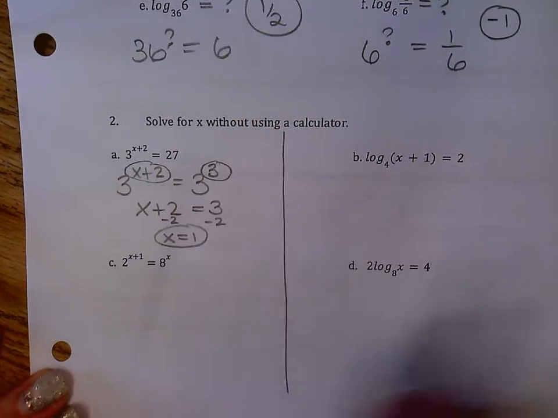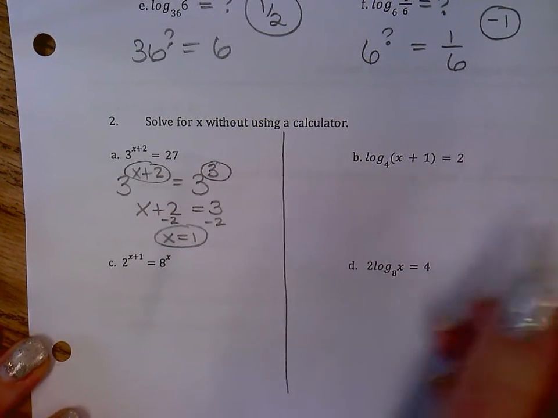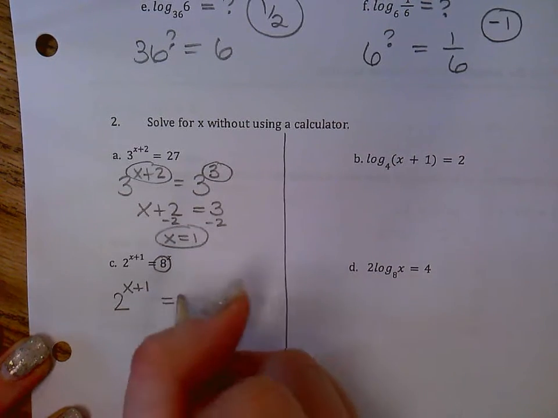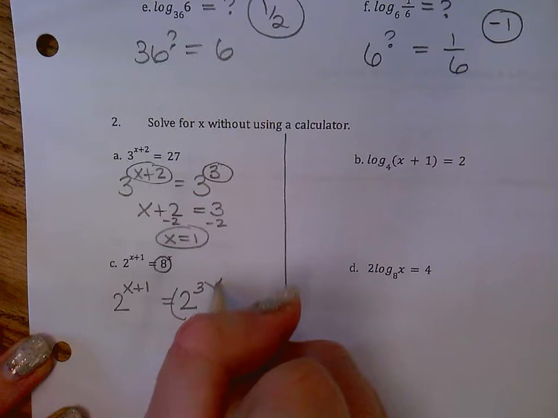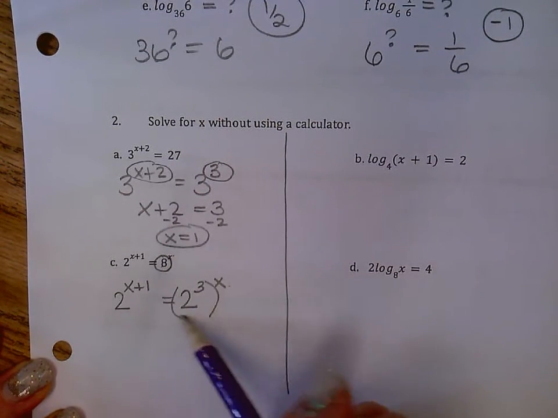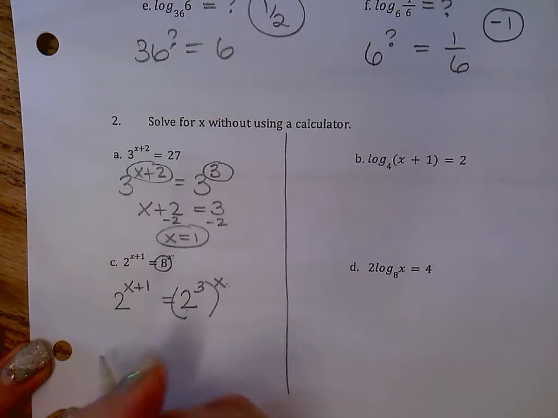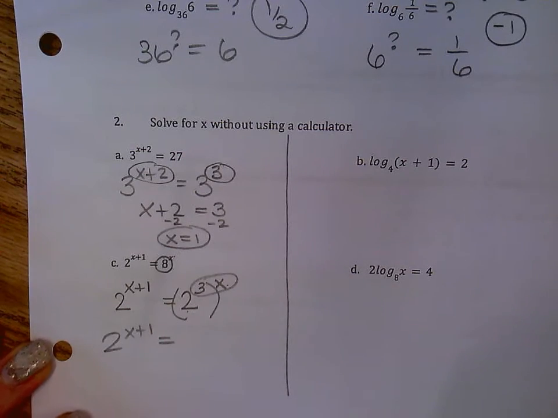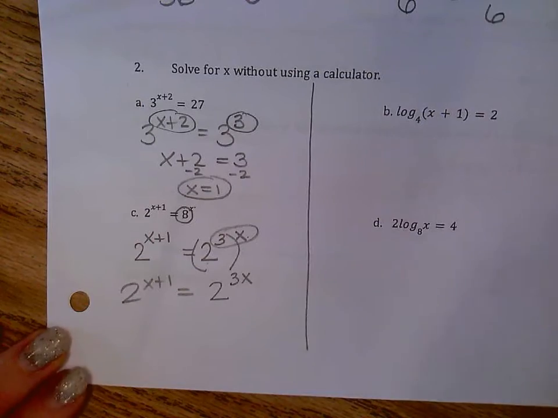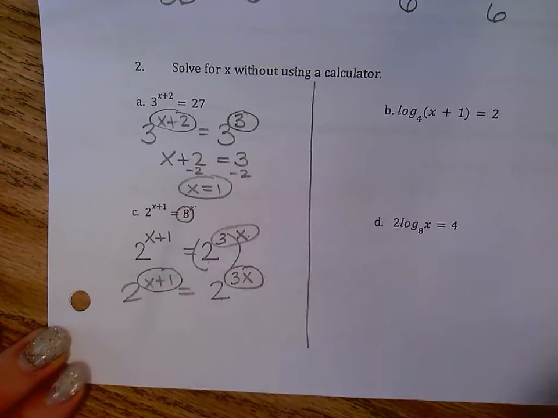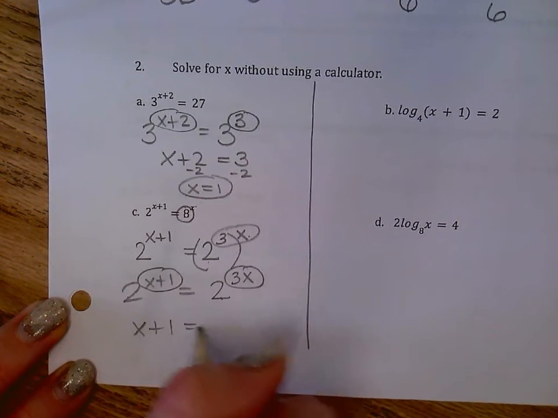This one's a little bit harder because it has an exponent on both sides. So I'm going to leave 2 alone, but I'm going to rewrite this 8 as 2 cubed. This x is still sitting here because this says 8 to the x. And now I'm going to leave this side alone. When I distribute an exponent, I multiply my exponents, so I actually have 3 times x, which is 3x. Now that I have the same base on both sides, I can set my exponents equal to each other.